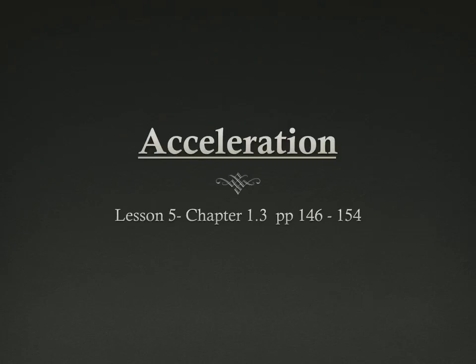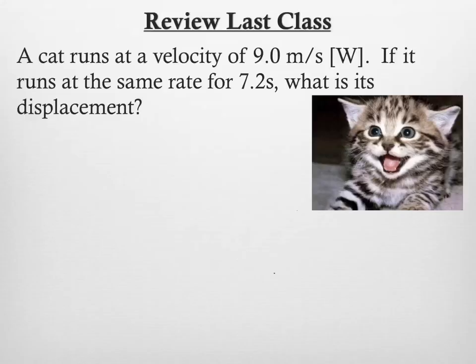All right, so let's move on to acceleration. Before we do that, though, I just want to go over one quick review question just to make sure you do have uniform motion down. So we got a cat running at a velocity of 9 meters per second west. Okay, if you need to draw, always draw this at the kind of top of your page, just so you always have it, right? So we know that's north, south, east, and west.